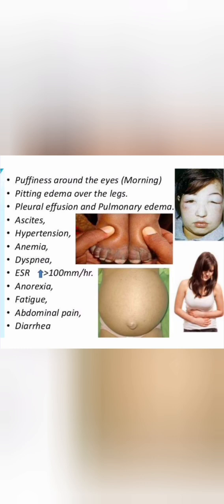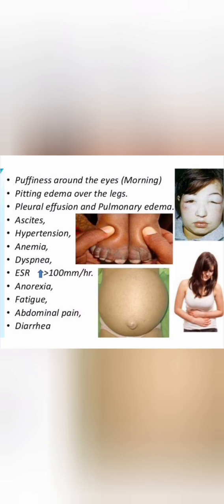hypertension, anemia, dyspnea, ESR will be elevated, anorexia, loss of appetite, and then the children who have nephrotic syndrome feel fatigue, abdominal pain, and some children experience diarrhea. These are about the clinical manifestation.